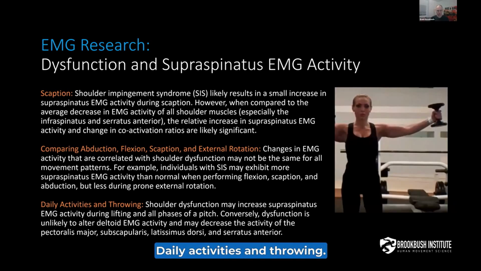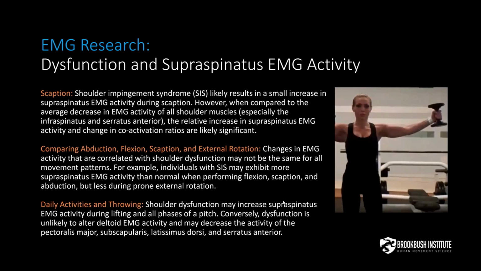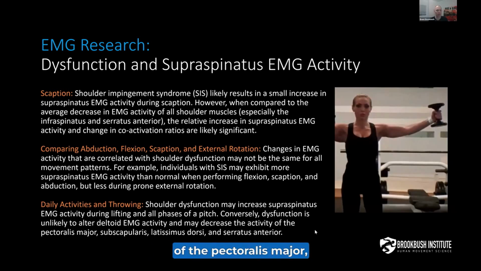Daily activities and throwing. Shoulder dysfunction may increase supraspinatus EMG activity during lifting at all phases of the pitch. Okay? Conversely, dysfunction is unlikely to alter EMG activity and may decrease the activity of the pectoralis major, subscapularis, latissimus dorsi, and serratus anterior. So again, we see this thing happening where when people end up with shoulder dysfunction, you have this slight increase in supraspinatus EMG activity while everything else decreases. Well, you can imagine the additional force and the additional stress that places on the supraspinatus.